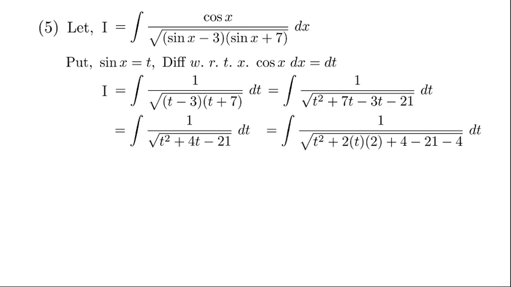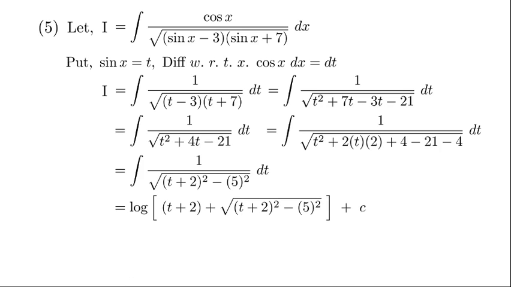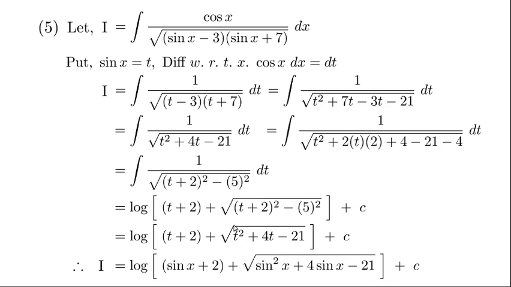Now complete the square. 4t is written as 2 into t into 2. So b is 2, so b square is 4. 4 is added and subtracted. And this becomes like this, which is in the form of 1 upon root of x square minus a square. So it is log of t plus 2 plus root of t plus 2 whole square minus 5 square, plus c. And now substitute the value of t and also simplify this. That works out to be this. So finally it becomes log of sin x plus 2 plus root of sin square x plus 4 sin x minus 21, plus c.